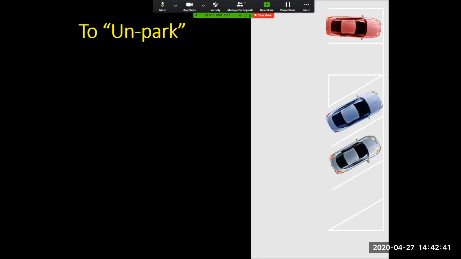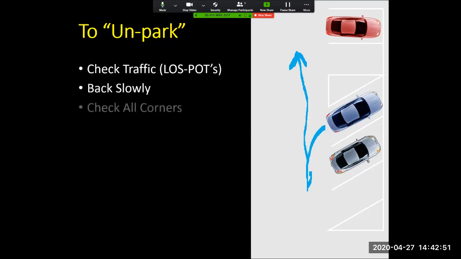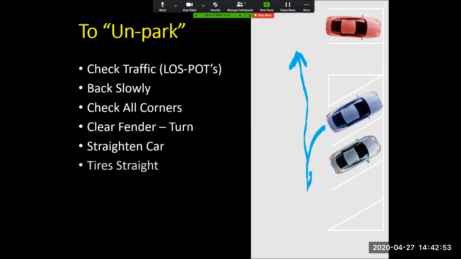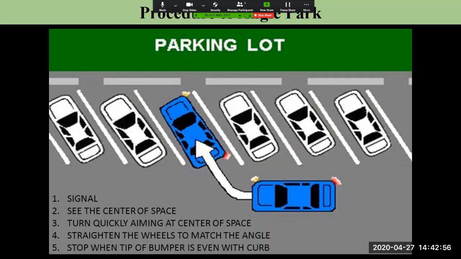Okay, to get out of this, you are going to back to the right and then once you are out, head on your way. You need to back slowly. You need to check all your corners, make sure that it's all clear, and then commentary. So look something like that. Signal, see the center of the space, turn quickly. This is where hand over hand comes in. Parking is usually a hand over hand type of thing. Straighten the wheels to match the angle, and that will be kind of a feel thing. As you get more and more comfortable, you'll be able to do that, and then stop when the tip of your bumper is even with the curb.